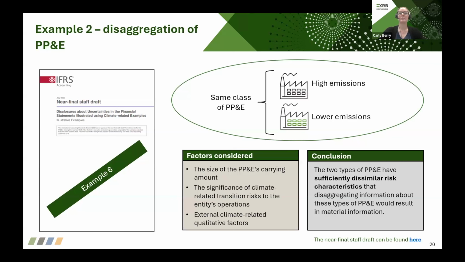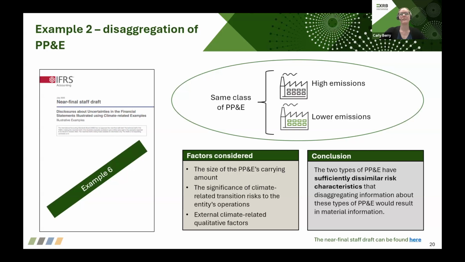Now, the second example has been taken from the ISB technical staff's recently published near-final examples, illustrating how an entity may apply the requirements in IFRS accounting standards to report the effects of uncertainties in its financial statements. The examples use climate-related fact patterns. I just want to note here that these examples will be formally issued by the ISB in October this year and that no significant changes are expected. And in the meantime, you can view these examples on the ISB's website, and we provide a link to that website in the slide here.